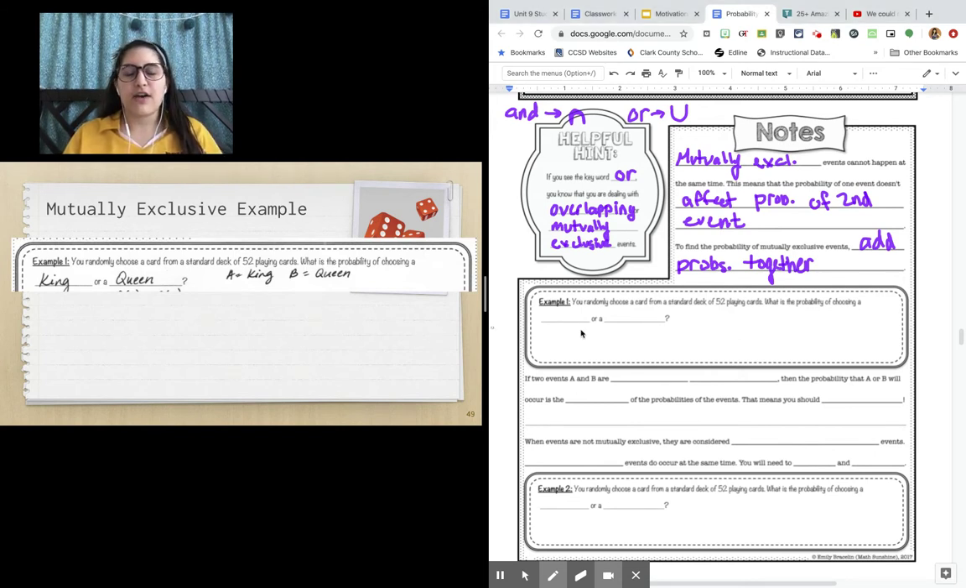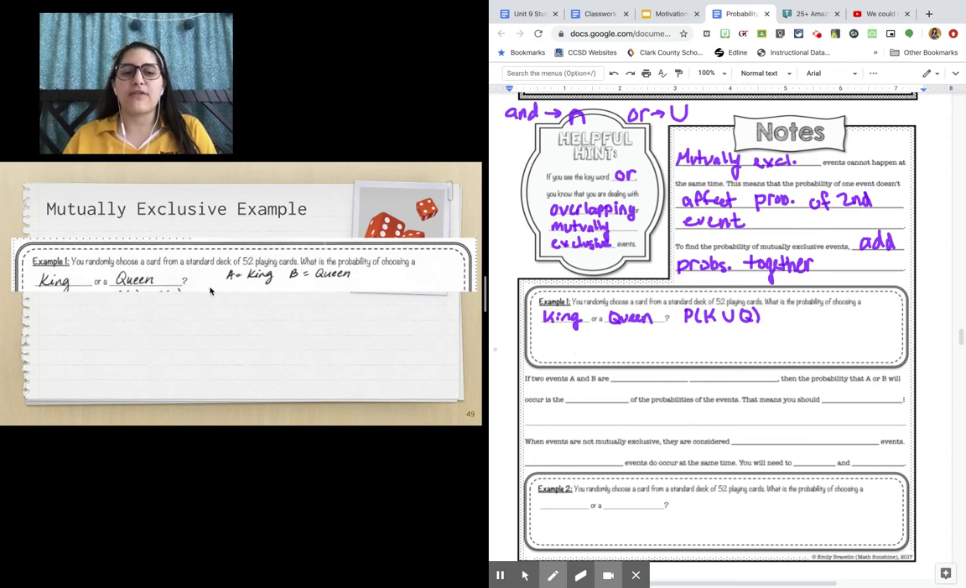So here I am, I have my deck of cards, and I want to figure out what the probability is that I choose either a king or a queen out of the deck, right? So if my deck is shuffled and I just want to pull one card off the top, what's the probability that the card that I pull is either a king or a queen? Okay, so we need to think about how many kings are there and how many queens are there, right? So what I'm trying to find in probability notation is the probability of king or queen.